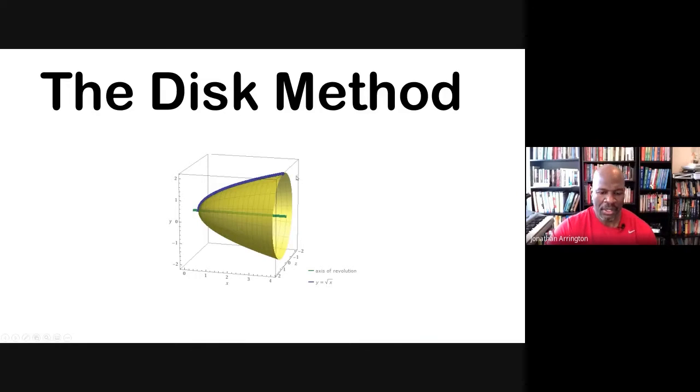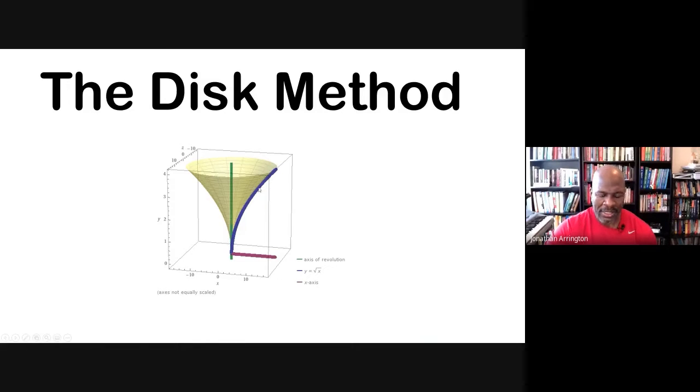Well, if you look at it from this standpoint of rotating about the y-axis, notice the limits of integration. They're not going to be x values anymore. They're going to be y values. So when it goes about the x-axis or horizontal axis, the limits are x equals equations. When it goes about the y-axis or any other vertical axis, the limits are going to be y equals, obviously.